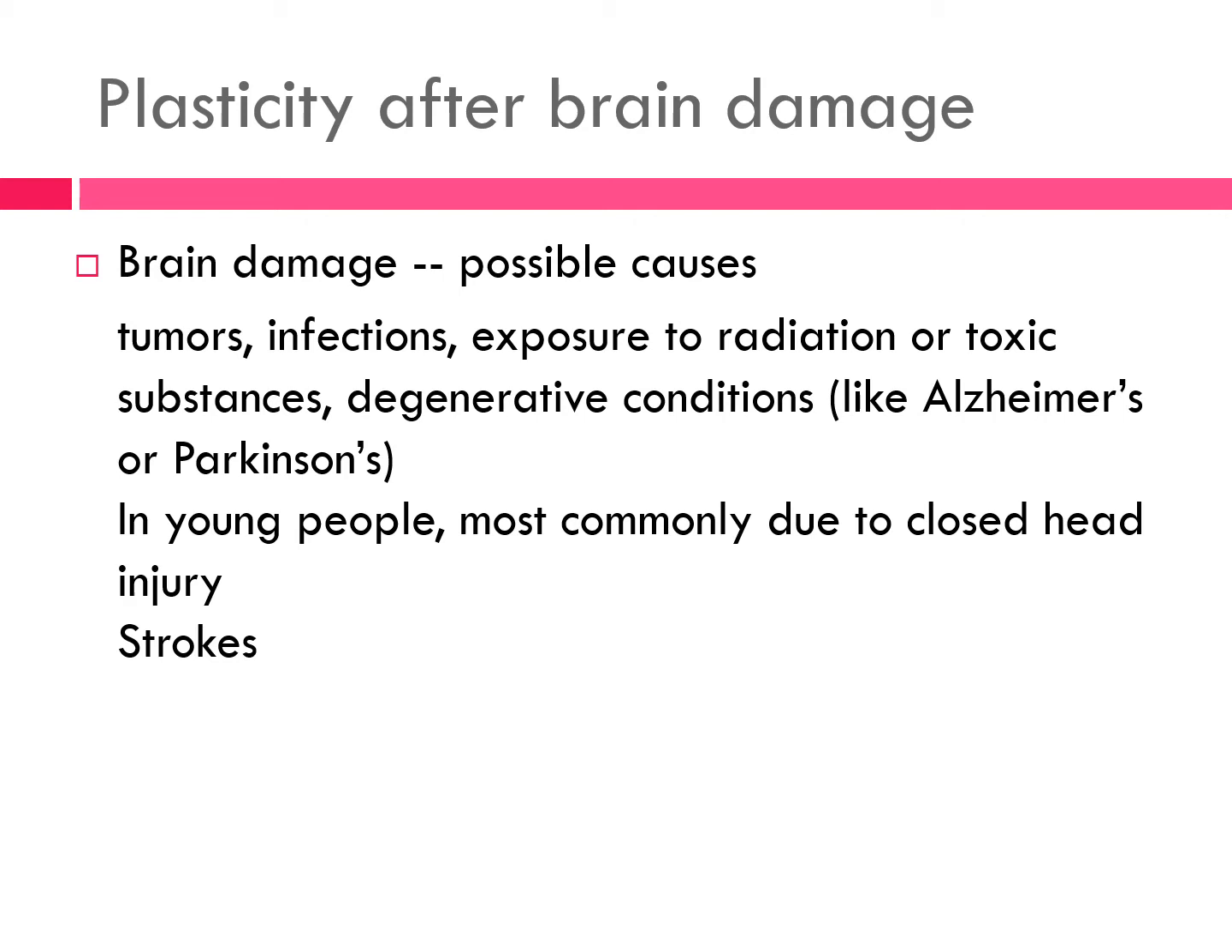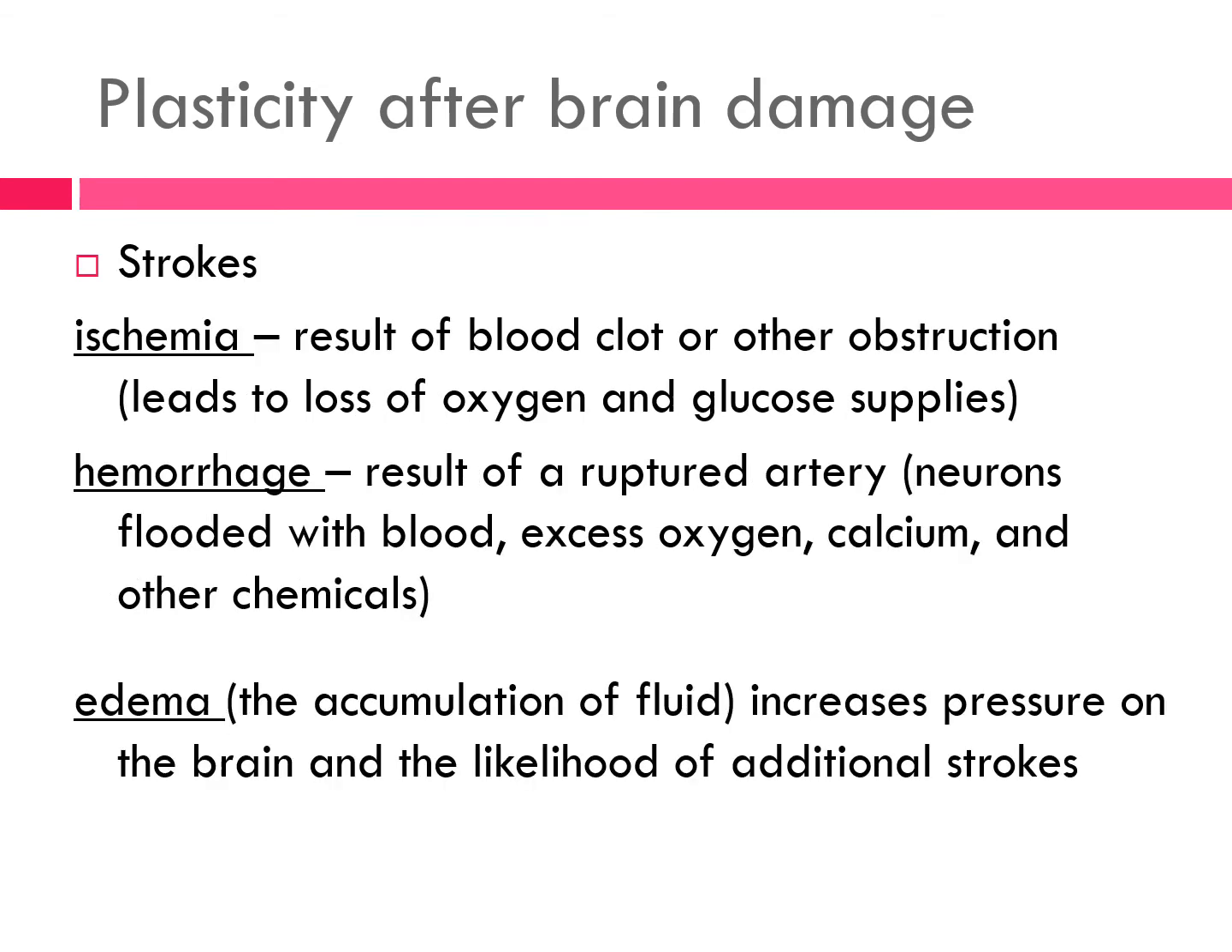As we get older, it becomes more and more likely that we're going to have some kind of stroke. So your author goes through different kinds of strokes for a little while and what this can mean as far as brain damage. There are different kinds of strokes that happen.